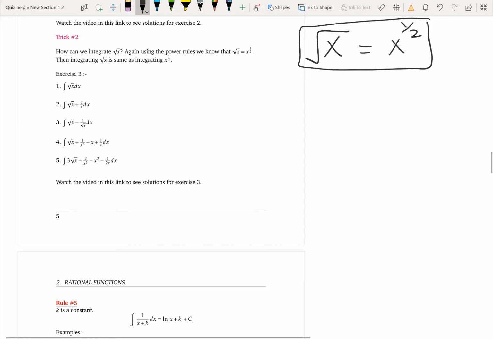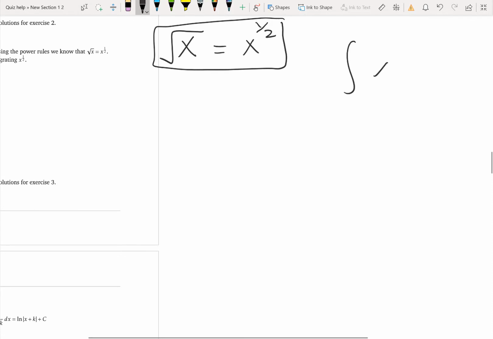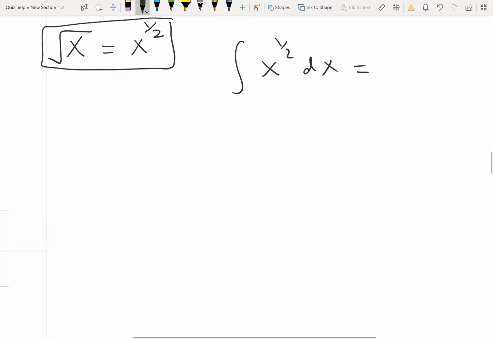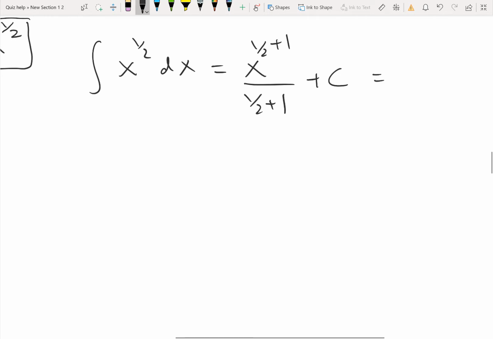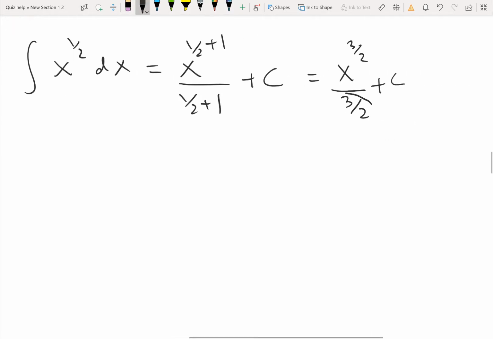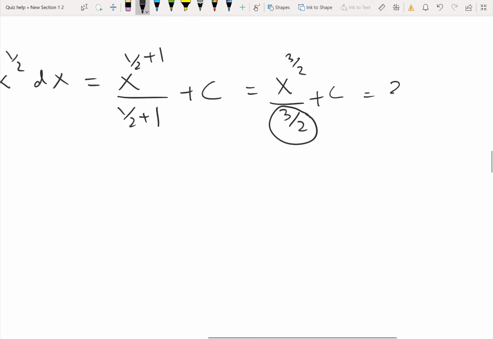Now, how do you integrate x to the power half? Well, let's see. If you want to integrate x to the power half, you use rule number 2 in my note packet. So x to the half plus 1 over half plus 1, right? Plus arbitrary constant, do not forget that. So half plus 1 is 3 over 2: x to the 3 over 2, divided by 3 over 2, plus c. Now that division by 3 over 2, we can write as multiplication using the reciprocal, which is 2 over 3 times x to the 3 over 2 plus c.